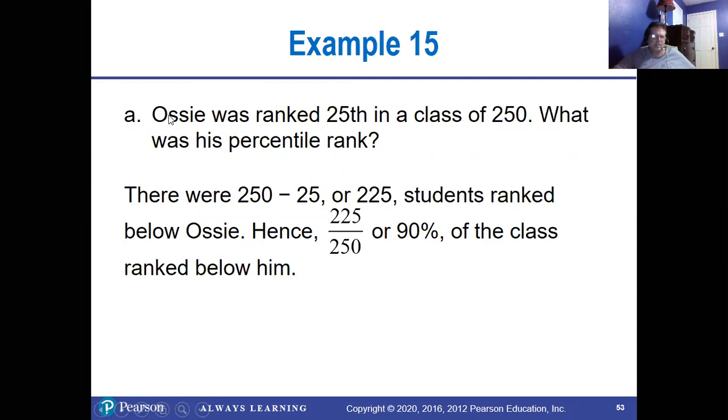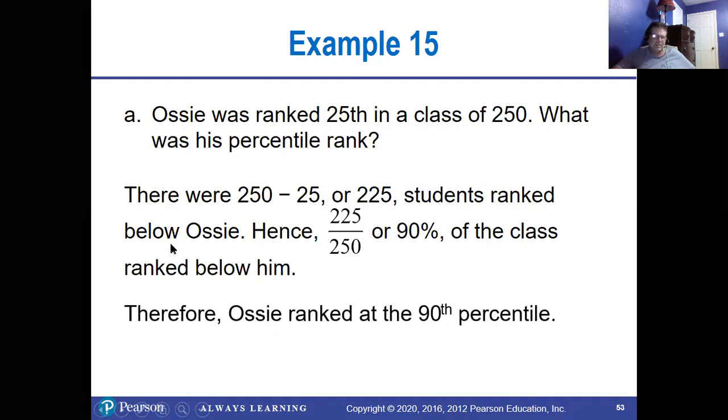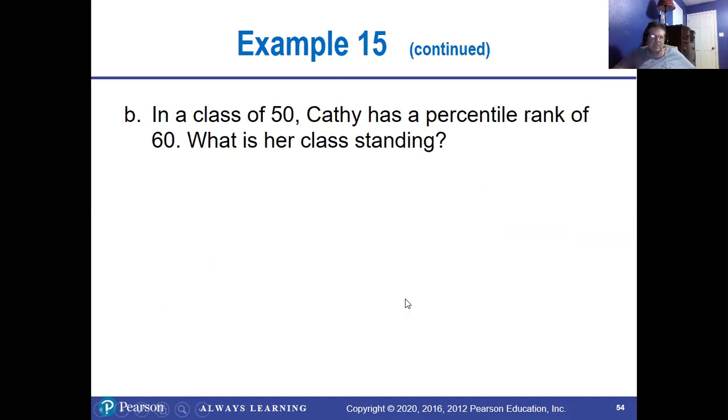It says Aussie was ranked 25th in a class of 250. What is his percentile rank? So you take the total minus his spot, 25, and you get 225. Take that 225, divide it by the total number in the class, 250, and you get 90%. So 90% of the class had lower scores than him, which gives him a 90th percentile. So a high number is a good thing, means you're higher on the scale.